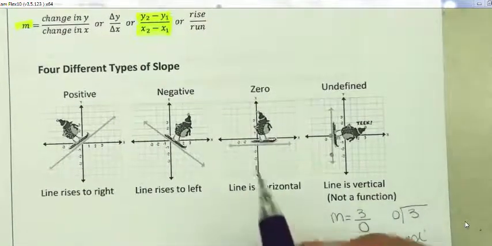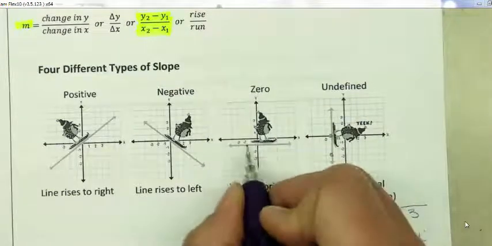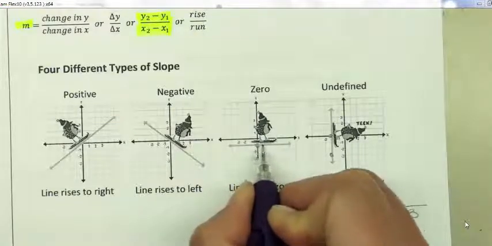A horizontal line is different. You have no rise, right? So your slope here, let's say I take 2 points. How about I'll start here at the y-axis and I'll go over 1, 2, 3.